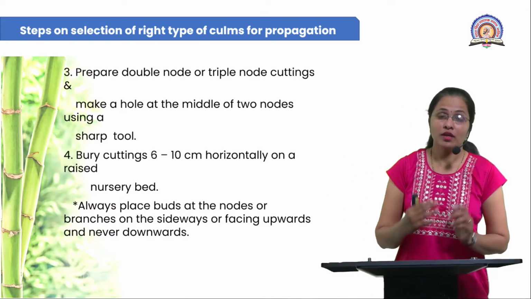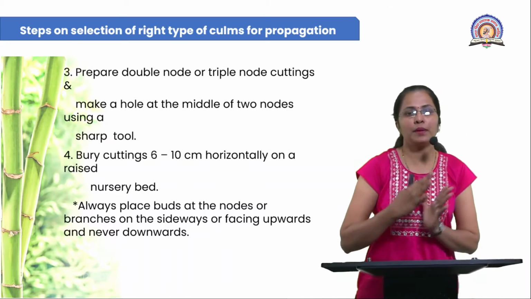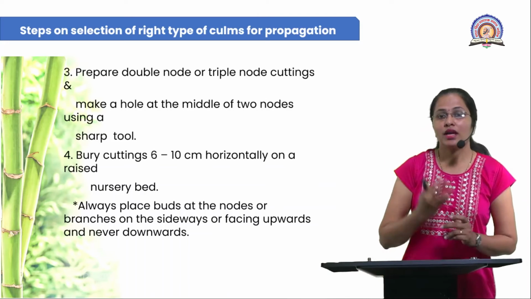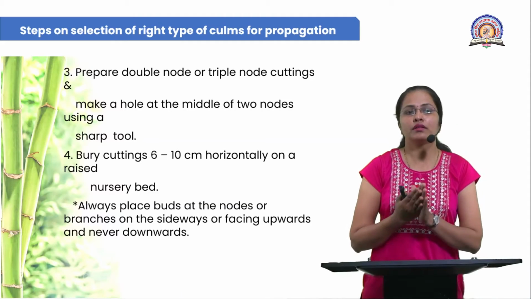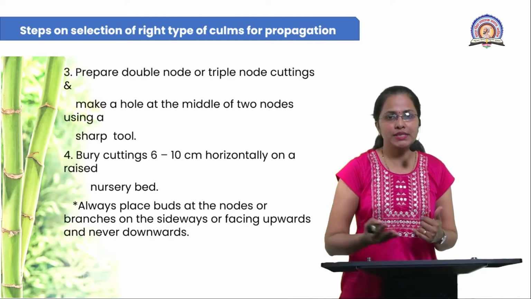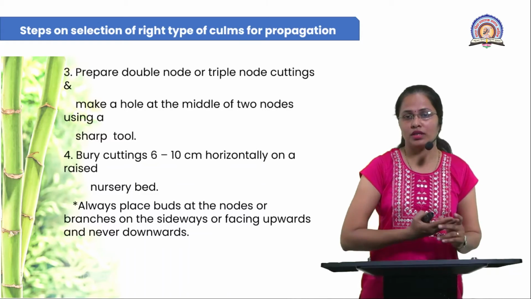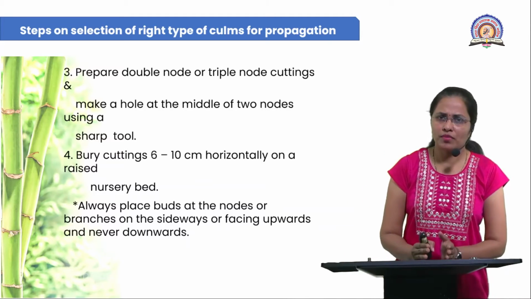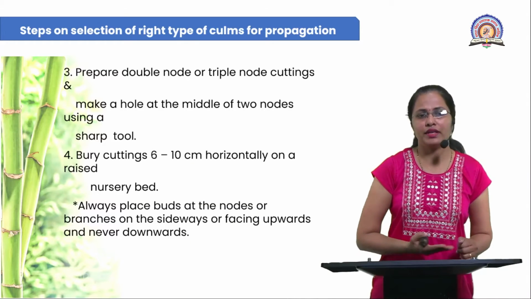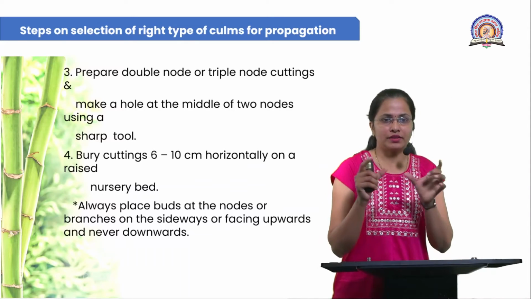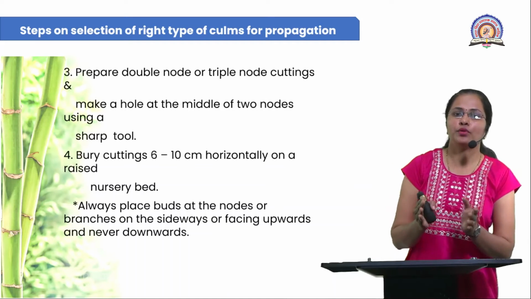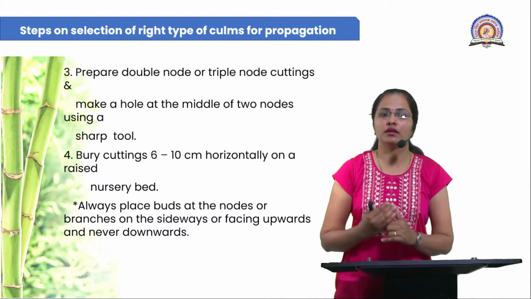So initially we select a proper clump, then we select the portion of the clump having 2 to 3 nodes, and then we cut that nodal portion with a sharp tool. We can use sharp blades, scissors, or special cutters for cutting bamboo stems. The bamboo stem is quite hard at 2 to 3 years of age, so we require a very sharp tool. After cutting, we take that stem section and put it horizontally on the nursery bed.